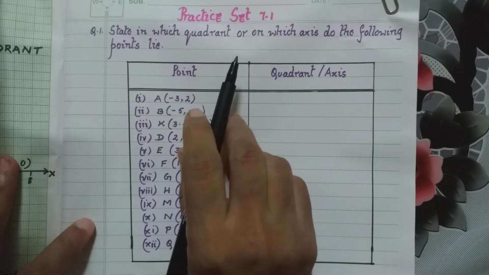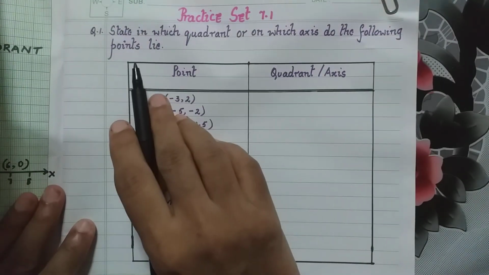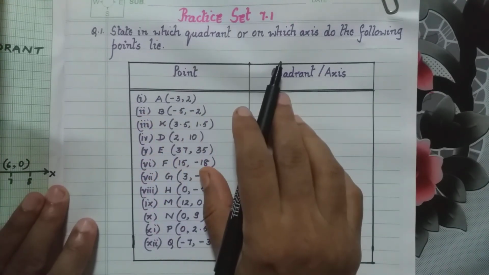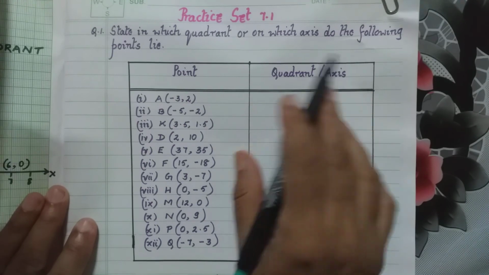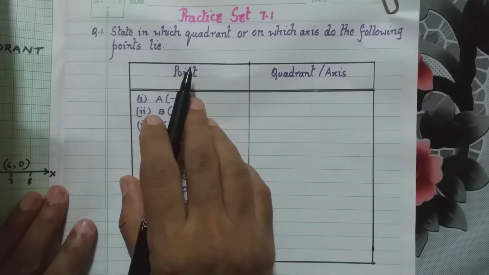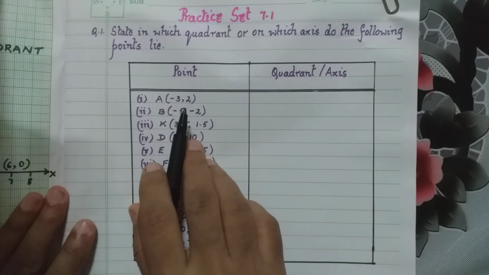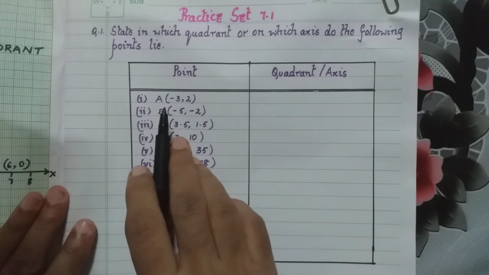We go to practice set 7.1. Question 1. State in which quadrant or on which axis do the following points lie. The point given here is A (-3, 2).